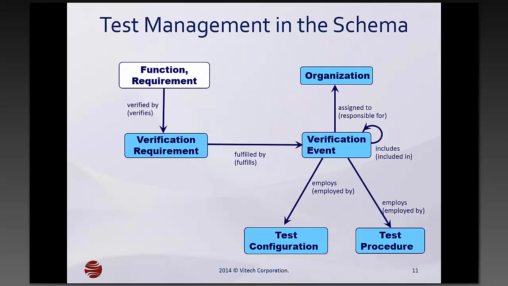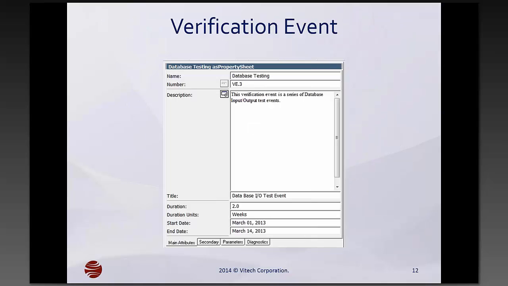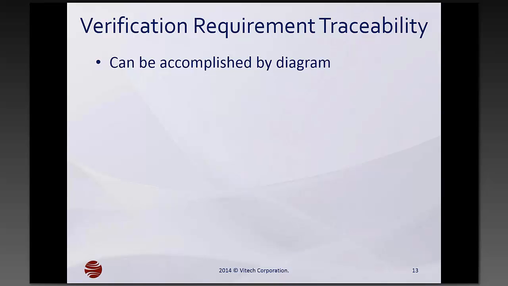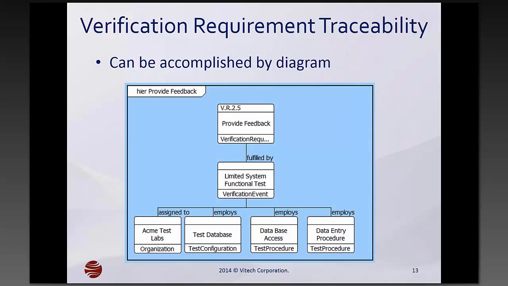And because I have this schema here in core, now I can start looking at how to trace some verification requirements to make sure I have all the things I need to do the test. So now I can do a verification requirement traceability, and I can see these things. I can have a verification requirement being fulfilled by a verification event, and I have a complete picture here. For any verification requirement, I now know who's going to do it and what it's going to employ, as far as a test configuration and a series of test procedures.